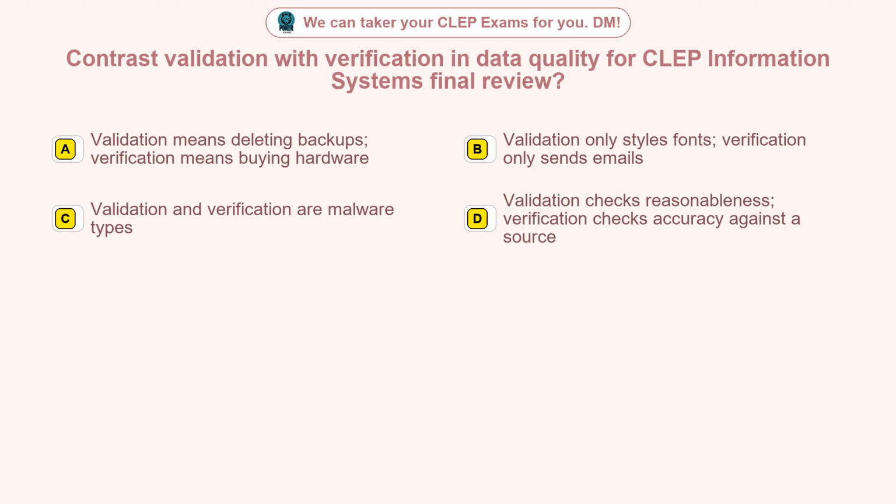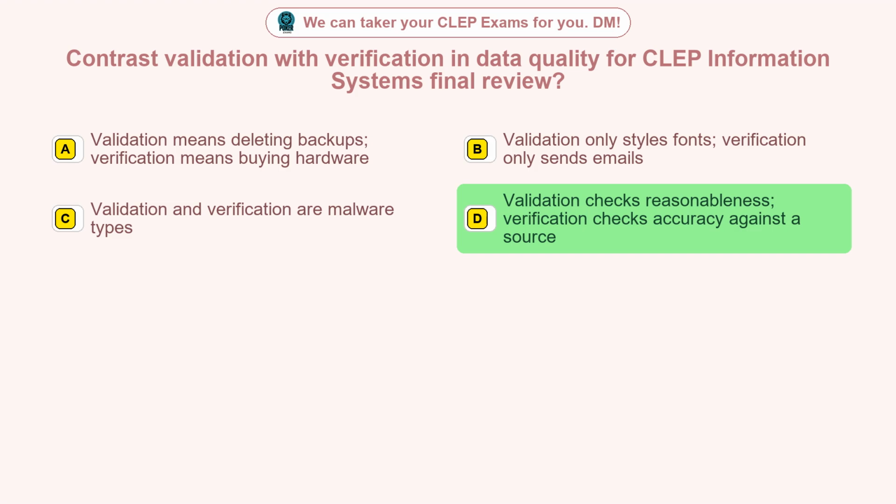Question 87. Contrast validation with verification in data quality for CLEP Information Systems final review. Option A. Validation means deleting backups, verification means buying hardware. Option B. Validation only styles fonts, verification only sends emails. Option C. Validation and verification are malware types. Option D. Validation checks reasonableness, verification checks accuracy against a source. The correct answer is option D.